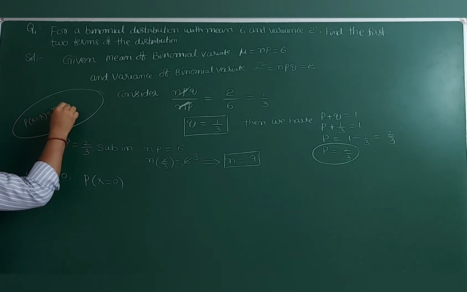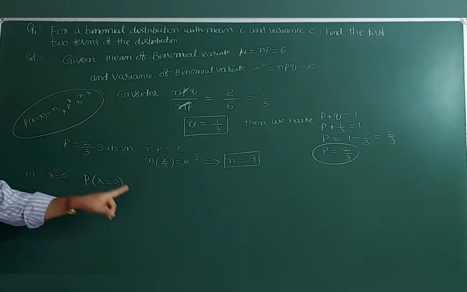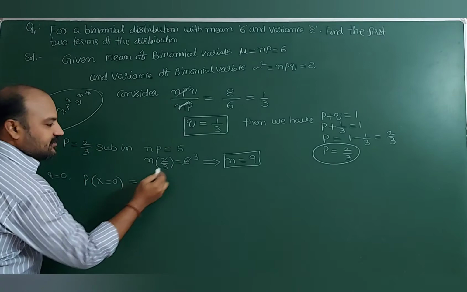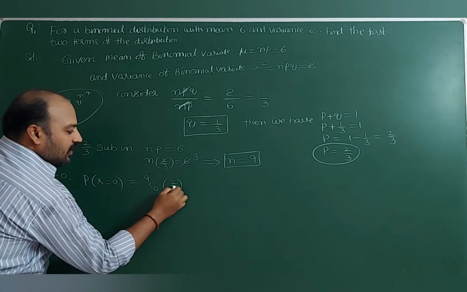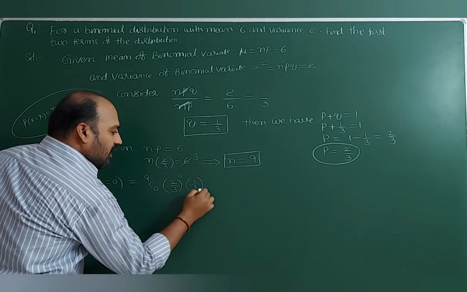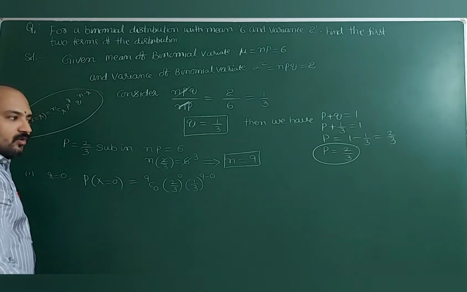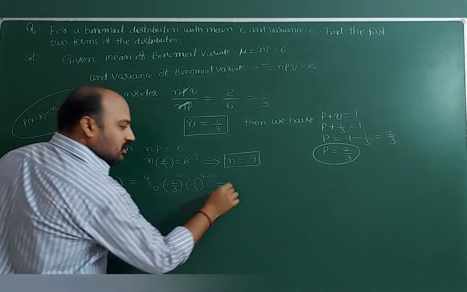nCr p^r q^(n-r). So this formula we are going to apply here. n is equal to 9C0, p value (2/3)^0, q value (1/3)^(9-0). So this is equal to 9C0. nC0 is 1, 9C0 is also 1.